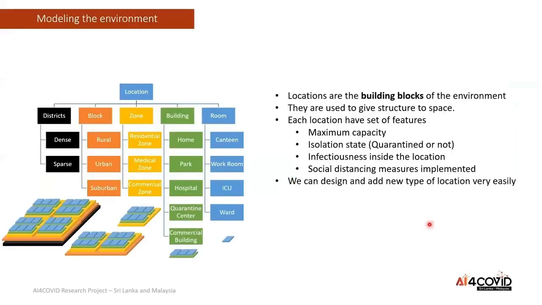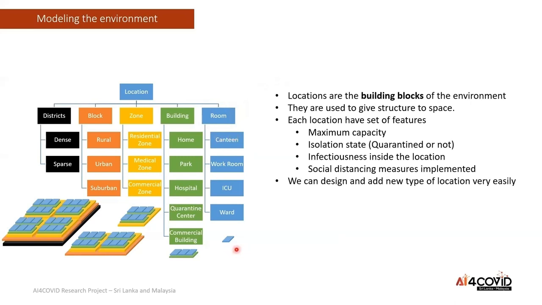So talking about the simulation model, we use locations. We call them location objects in the simulator to model the environment. So this location is like a building block of the environment. So we can connect different locations to build more complex environments.